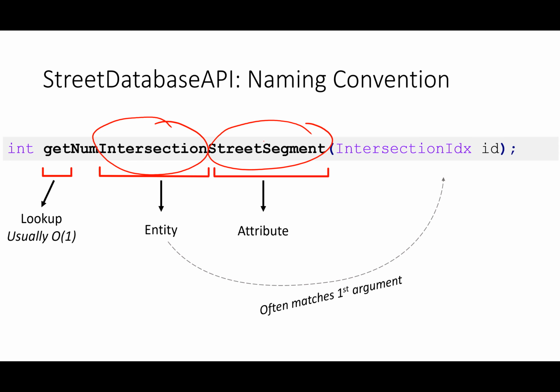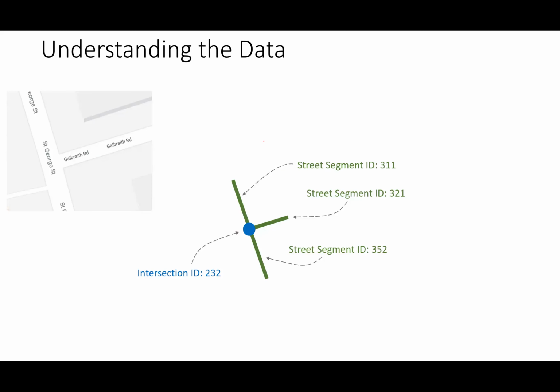Okay, everything's documented. So this is basically just showing you what I already drew. I've got an intersection, it's got an ID. So let's say this intersection has ID 232. If I ask get num intersection street segment of 232, that intersection is going to return 3, because only 3 street segments meet at this intersection. There's a dead end street there.